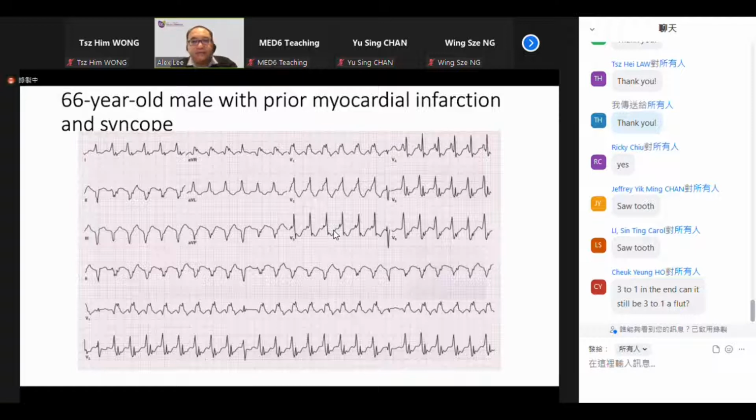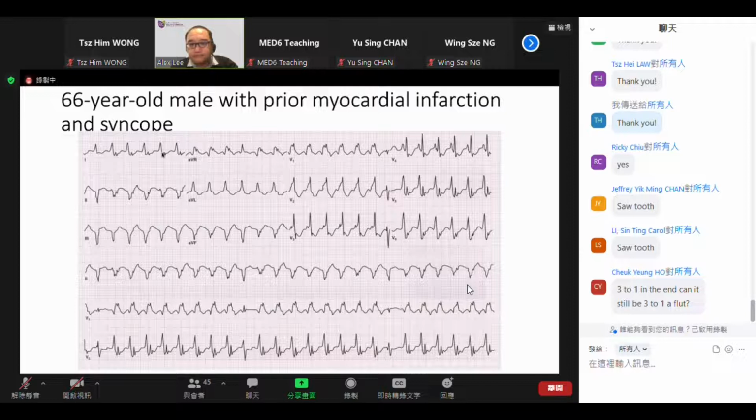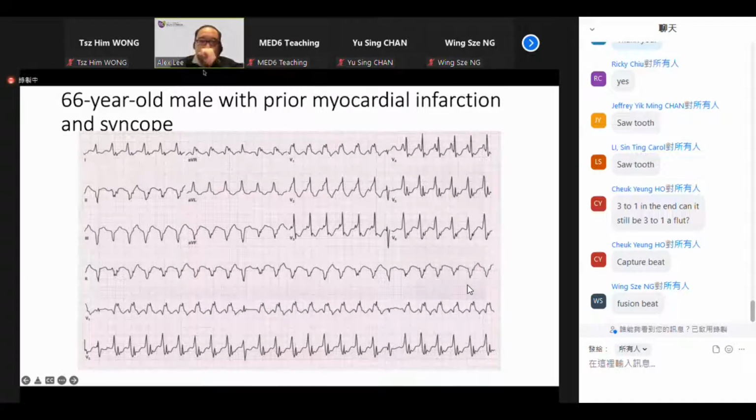Okay, so SVT with aberrant conduction is one possibility. Any other possibility for a patient with wide complex tachycardia? Could be ventricular tachycardia. Ventricular tachycardia, very good. Is there any telltale sign that can tell you right away whether an ECG like this is a VT or SVT with aberrant conduction? Telltale sign. Yeah, someone in the chat box says there's capture beat. Oh yeah, I can see there's a capture beat.